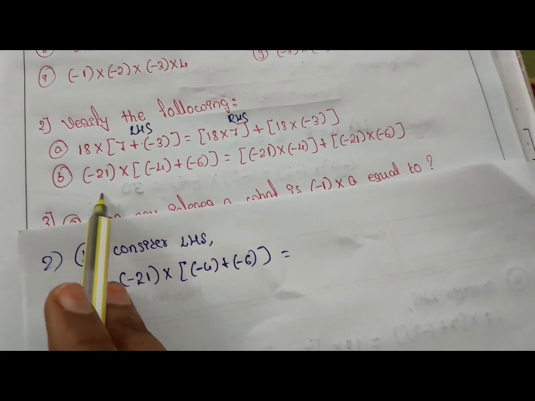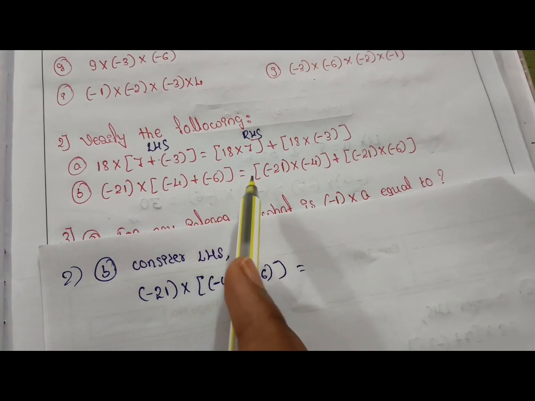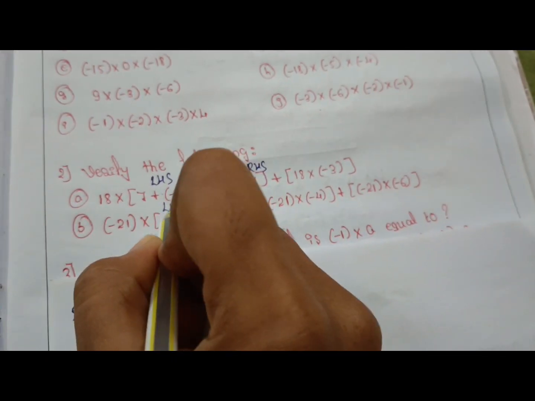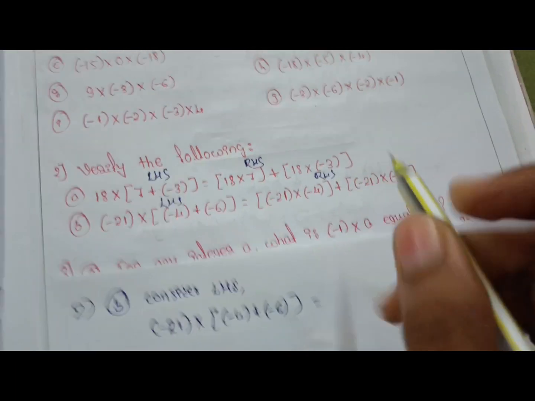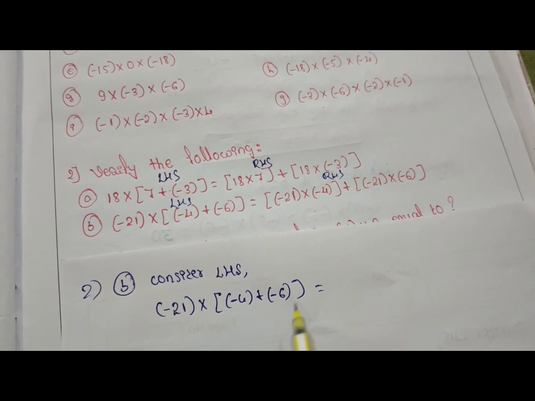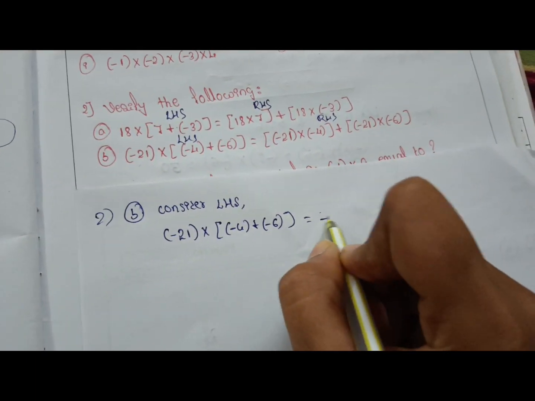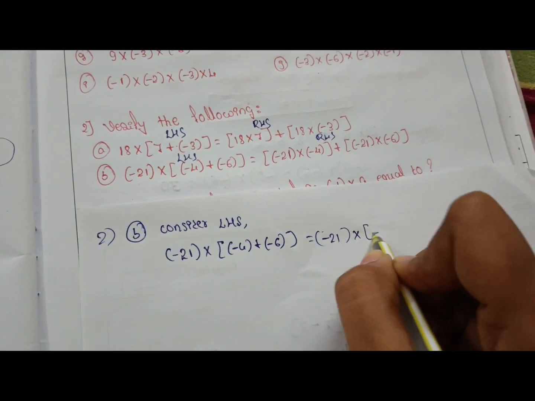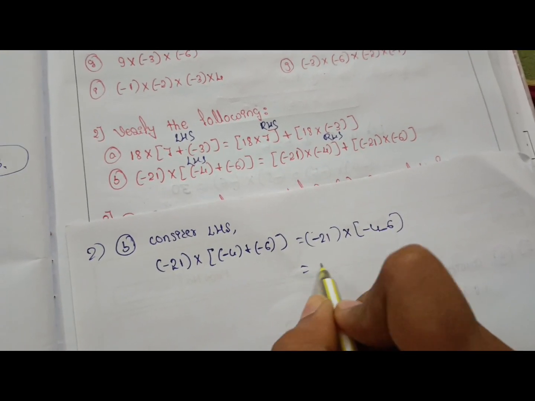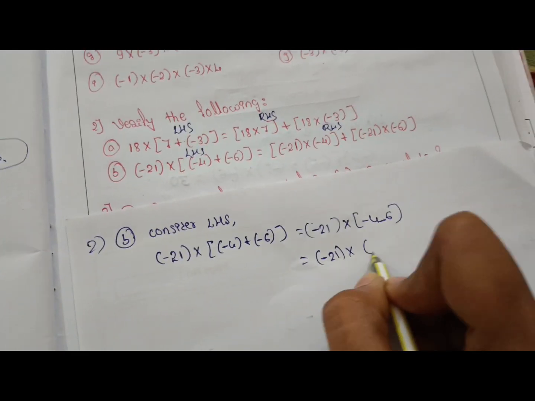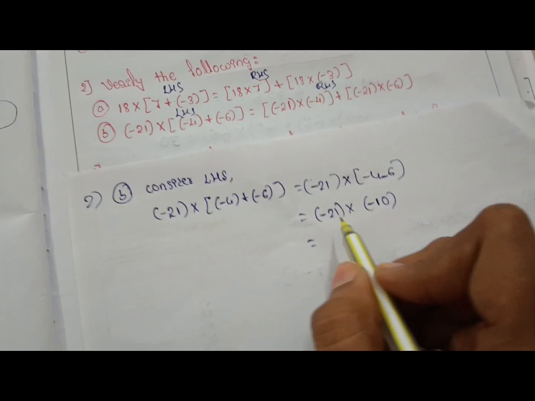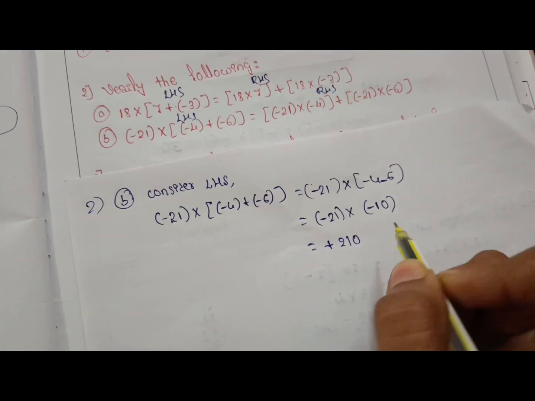Next sub question: (-21) × [(-4) + (-6)] = [(-21) × (-4)] + [(-21) × (-6)]. Here this is the LHS and this is the RHS. Now consider the LHS, that is (-21) × [(-4) + (-6)]. This is equal to (-21) × (-10), which is equal to plus 21 × 10, which is 210.